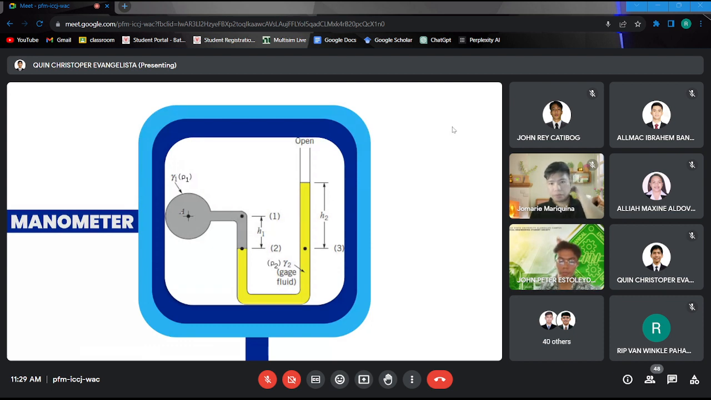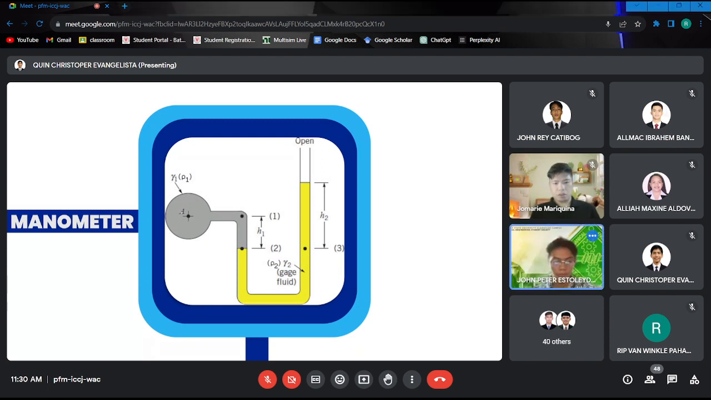So the next instrument is the open tube manometer. And next slide please. Is it audible? It's not audible, okay? It's audible now. Yes. About the others, is it audible to you? Yes. Okay.